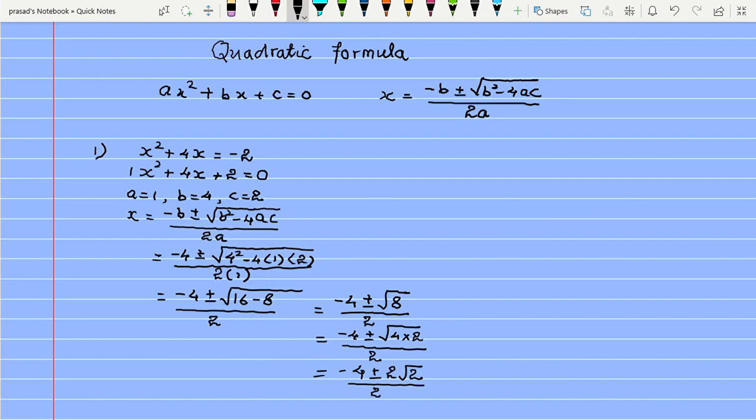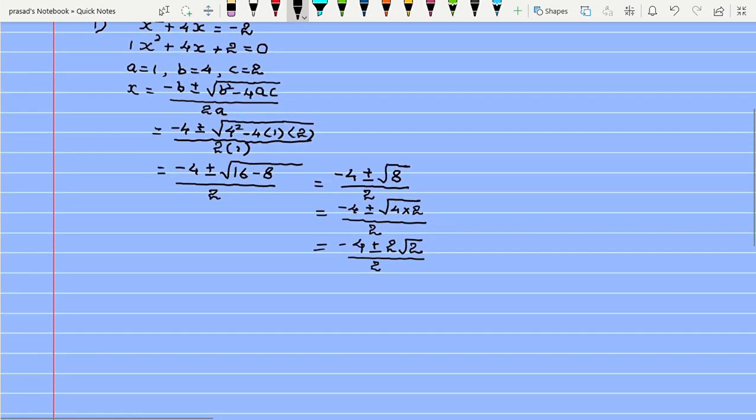Keep it in mind that many times the students make the mistake of cancelling this 2 with 2 or 4 with 2. That is wrong because these are two separate terms. I can't cancel from only one term. I can cancel by taking 2 common. So take a 2 common. So minus 2 plus or minus root 2, divided by 2. Now see, in the numerator, these are the two factors, that is the product. So now I can cancel 2 with 2.